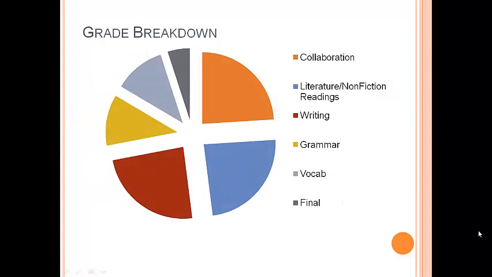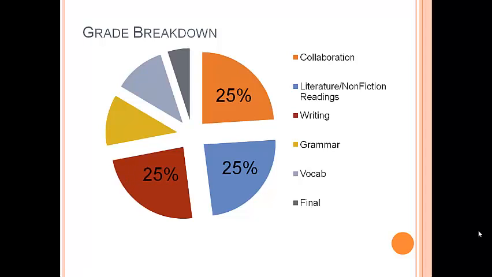Our grade breakdown falls into these categories. We have collaboration, literature and nonfiction reading, writing, grammar, vocabulary, and the final. This year we're implementing the Common Core standards. One focus of the Common Core standards is students working collaboratively. Consequently, 25% of our total score will come from collaborative activities and projects and participation. Then 25% comes from literature and nonfiction reading with the focus on discussing literature and reading comprehension.